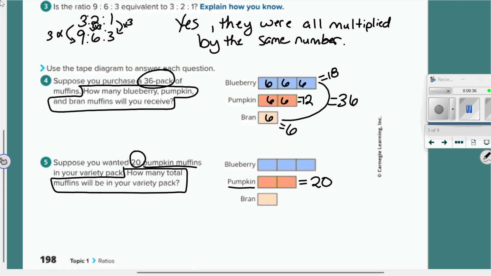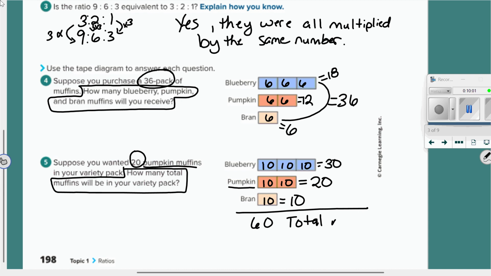Yes? So if I break that 20 into those 2 pieces, what goes in each? And what do I know about equivalent ratios? They all have to have the same number. Yes? So how many blueberry will I have? And how many bran will I have? And in all, I will have 60 total muffins. Any questions about that?